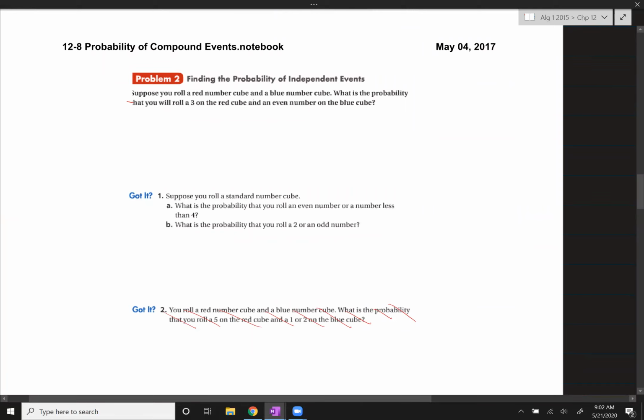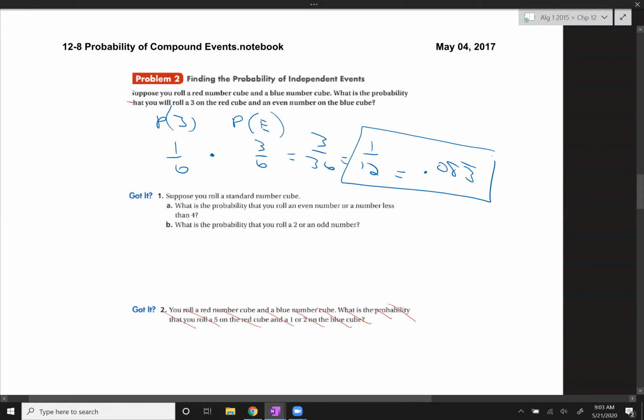Suppose you roll a red number cube and a blue number cube. It's similar to the last one. What's the probability you roll a 3? Very similar. Probability of 3 is 1 out of 6. And now I'm going to multiply. Probability of an even on the other one, that's half of them, 3 out of 6. So it's 3/36, which becomes 1/12, which becomes, check the calculator here, 0.083 with the 3 repeating. I'll take either one of those. Most likely we're going to go to decimals.